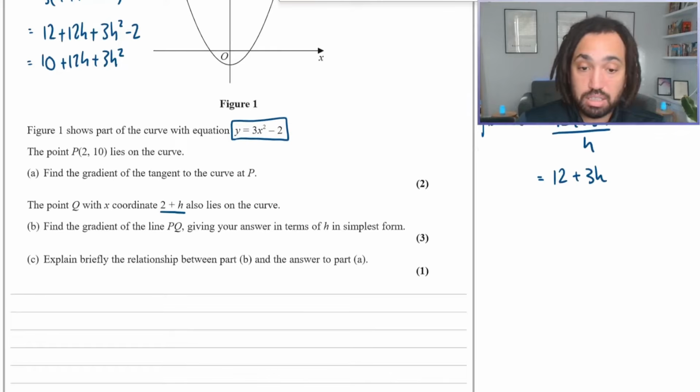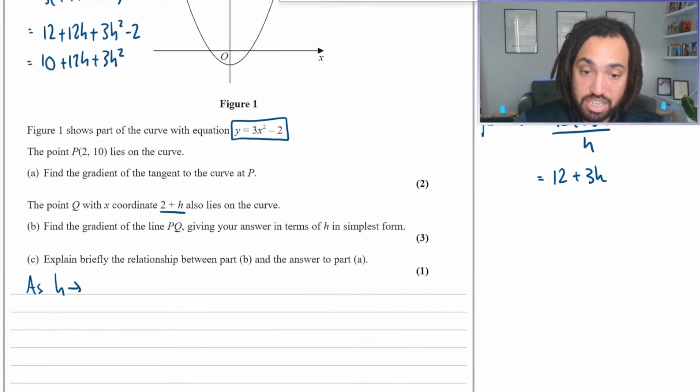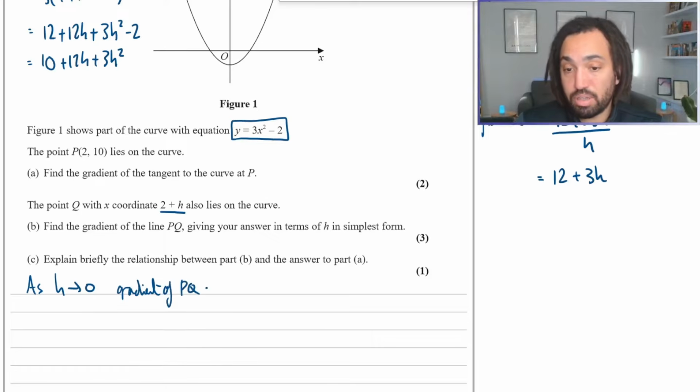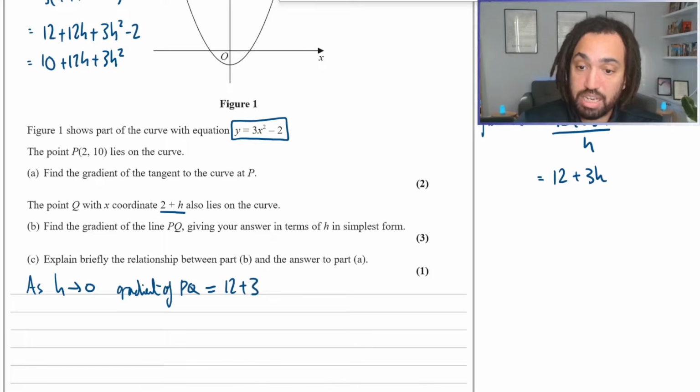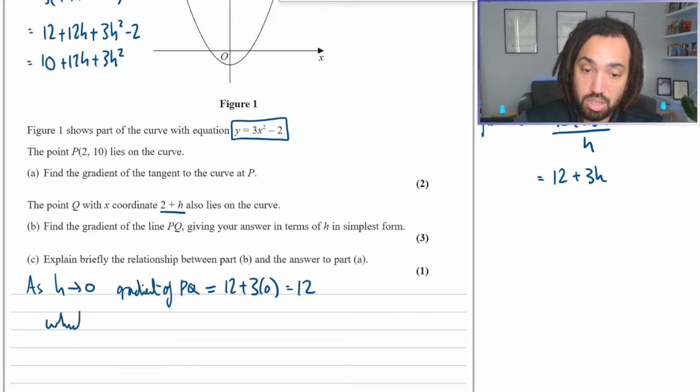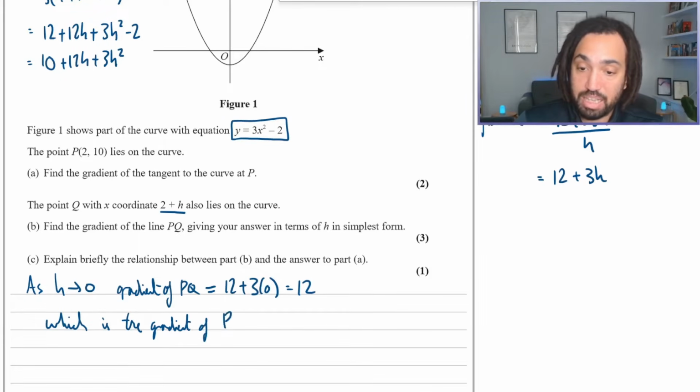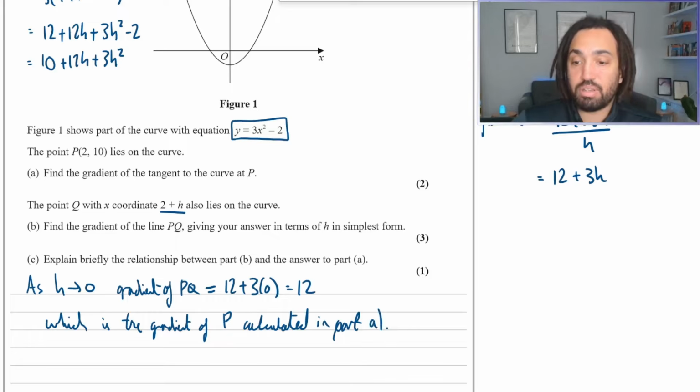So we can write as h tends to 0, the gradient of PQ equals 12 plus 3 times 0, which is equal to 12, which is the gradient we calculated for P. So the gradient of P calculated in part A. Perfect.